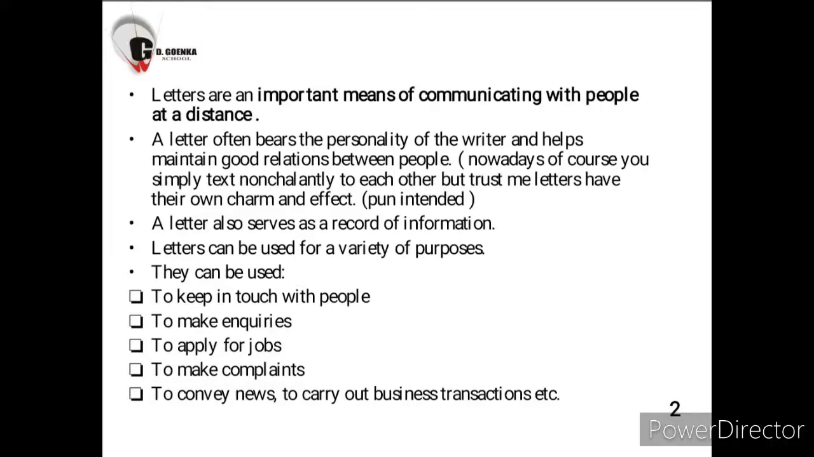They can be used to keep in touch with people, to make inquiries, to apply for jobs, to make complaints, and also to convey news and to carry out business transactions. So, yes, we can say that they are an important means of communicating with people at a distance.